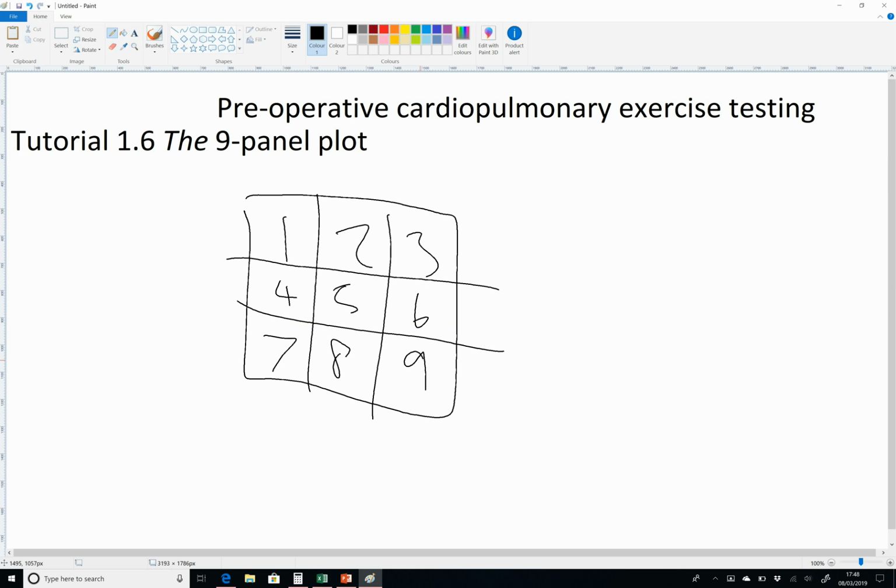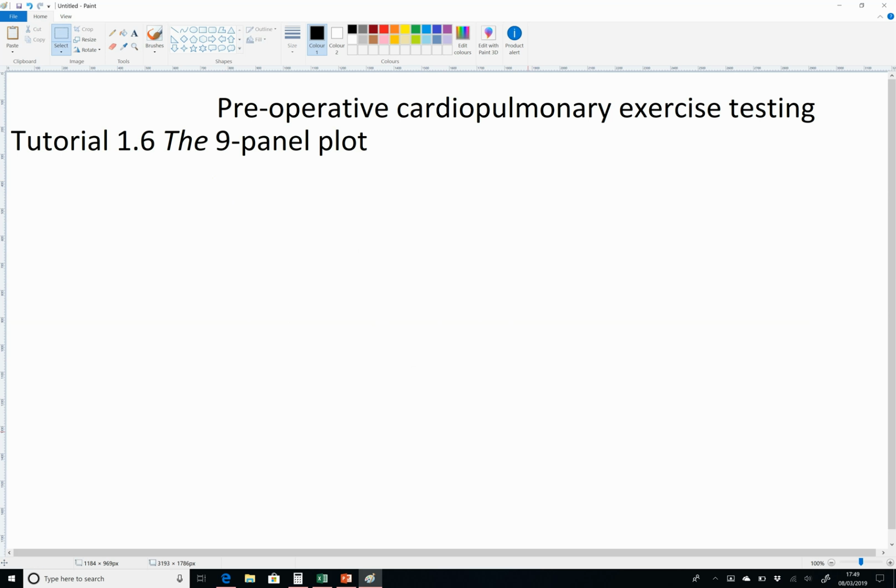With computers, software, etc., you can interrogate a cardiopulmonary exercise test using the raw data, and you can manipulate pictures and so on yourself on the screen of a computer rather than relying upon a printed out 9-panel plot. However, it still serves the purpose that in the patient's notes it's something you can refer to, and it summarizes the patient's fitness.